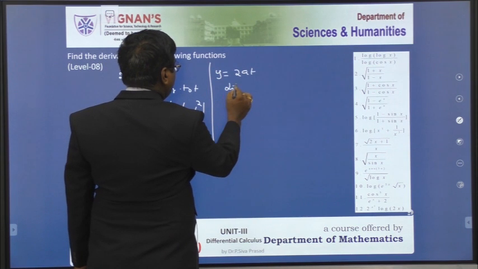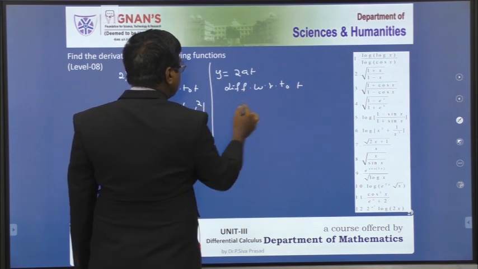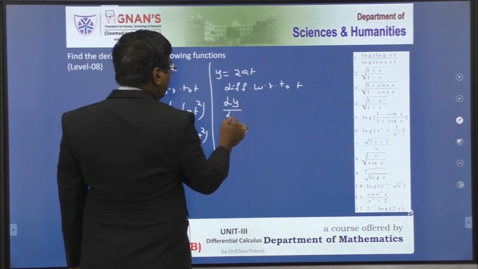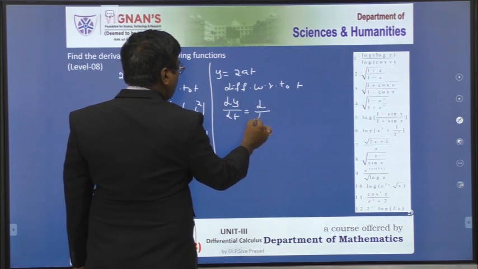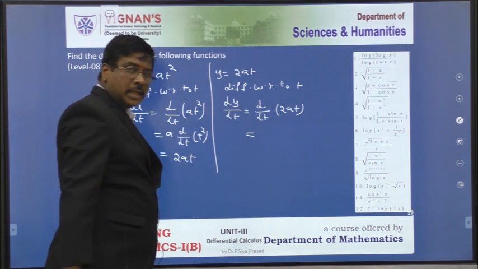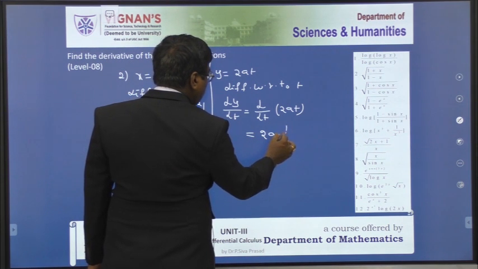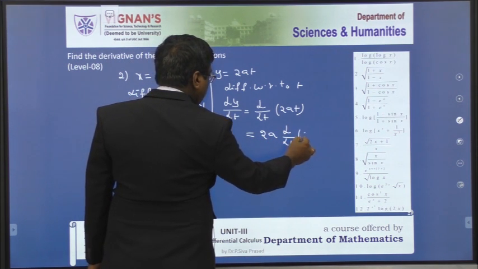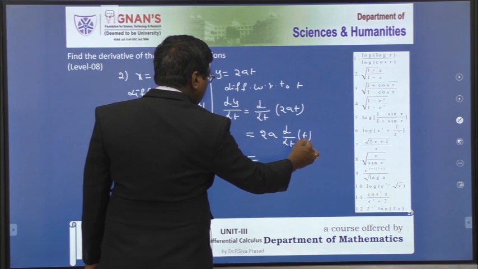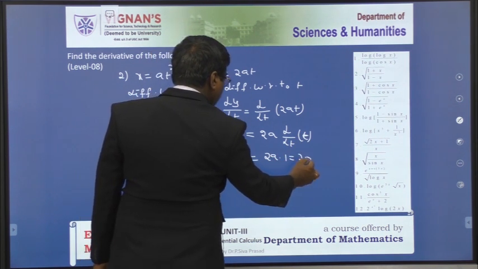Similarly, differentiate with respect to t on both sides. Therefore dy by dt is equal to d by dt of 2at. Here 2 is a constant and a is also a constant, so I bring them in front of the derivative: 2a into d by dt of t. d by dt of t is 1. Therefore that is equal to 2a into 1, equal to 2a.